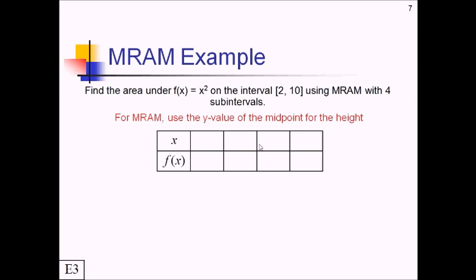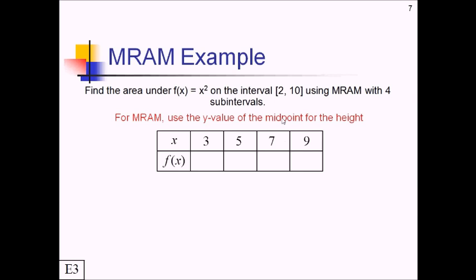So since I've got 4 subintervals, I'm going to have 4 midpoints, so I have a table with room for 4 values. The first midpoint is going to be on the interval from 2 to 4. So that midpoint is going to be 3 for the x value. And then the next midpoint on the interval from 4 to 6 is going to be 5, and then 7, and then 9. So these are all midpoint x values, so we can get the midpoint y value.